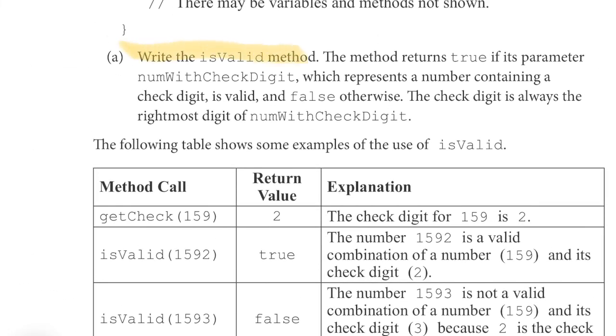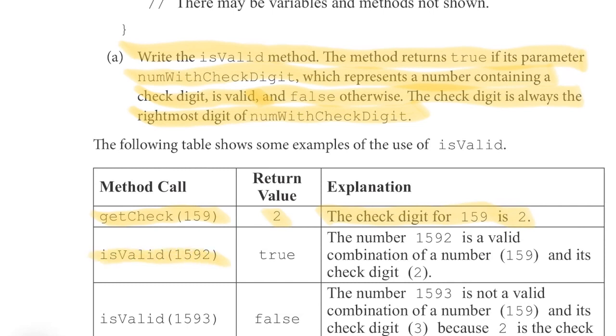Write the isValid method. The method returns true if its parameter numWithCheckDigit, which represents a number containing a check digit, is valid, and false otherwise. The check digit is always the rightmost digit of numWithCheckDigit. getCheck(159) returns 2, so the check digit for 159 is 2. isValid(1592) is true, because 1592 is a valid combination of the number 159 and its check digit. Then our counterexample, isValid(1593), returns false because 2 is the check digit and not 3.